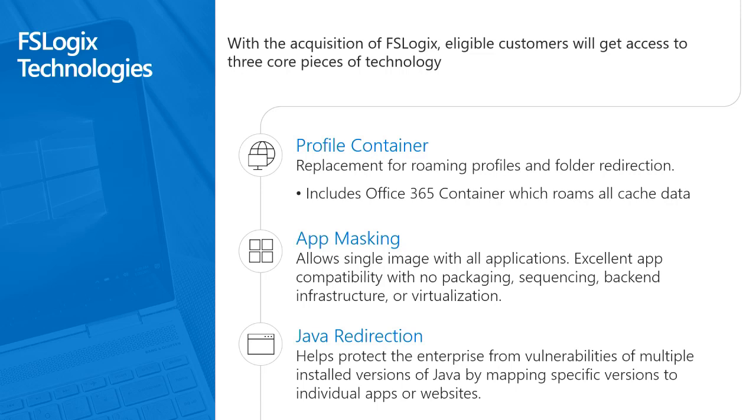And then our last product that we've got is Java Redirection. And this just simply allows you as an administrator to say, when a user opens up this particular application or this particular URL, that needs to run with this particular version of Java. And so you can have a variety of versions of Java on the machine, and everything by default will run with the latest version. But if you have an older application that needs a particular version of Java, it's just a simple policy that you put in place to make that work.